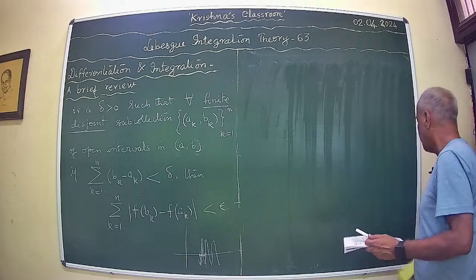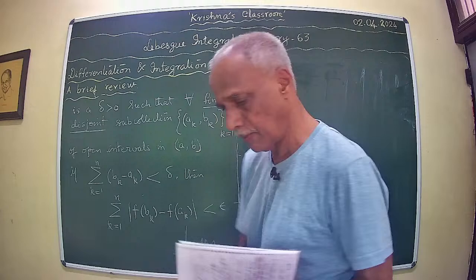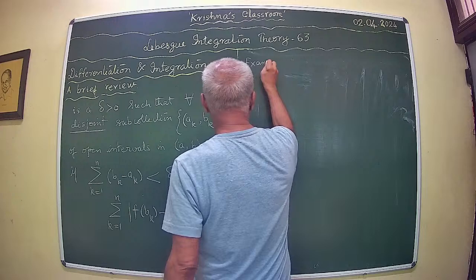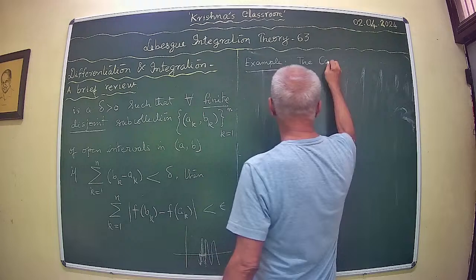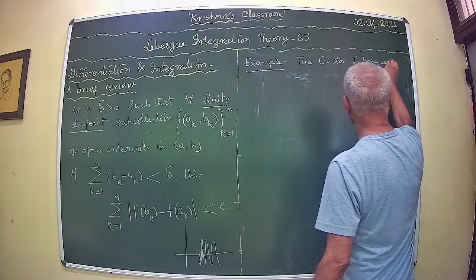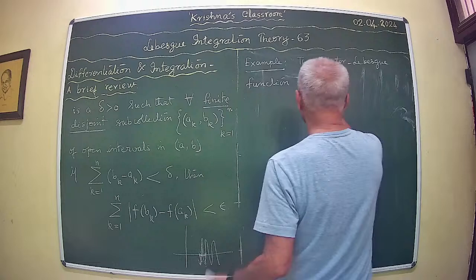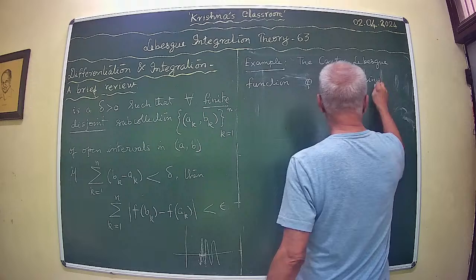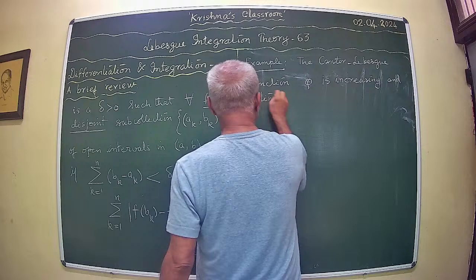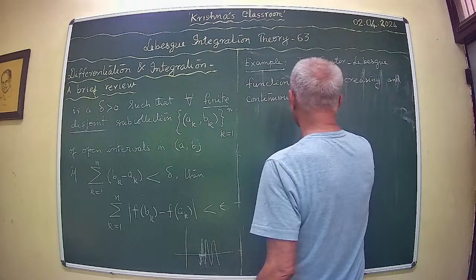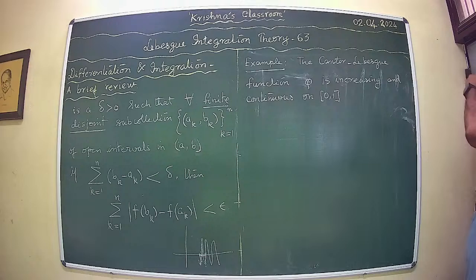Now, an example is a very sophisticated example which we have discussed earlier, and it talks about the Cantor Lebesgue function phi, which is increasing and continuous on [0, 1]. It's a continuous function. It's also an increasing function. Therefore, you see that this is going to be a function of bounded variation.